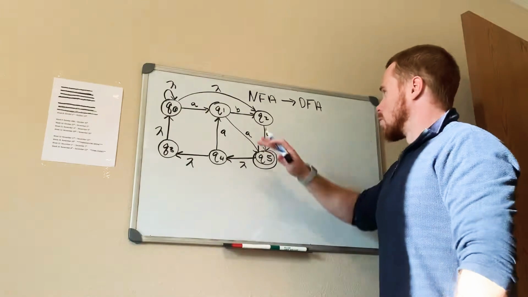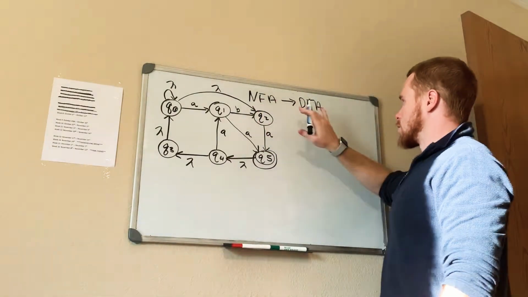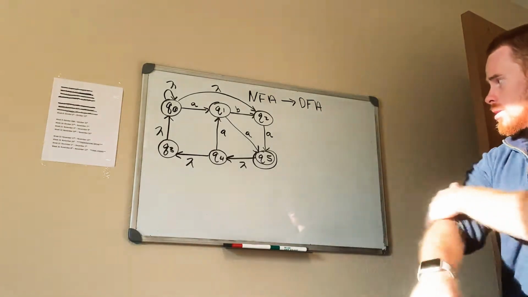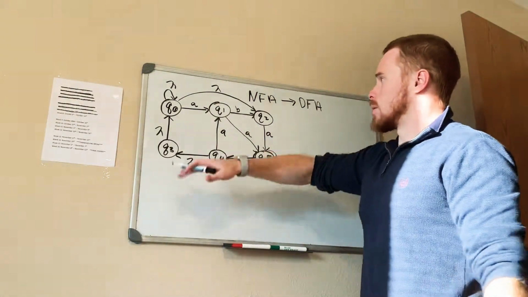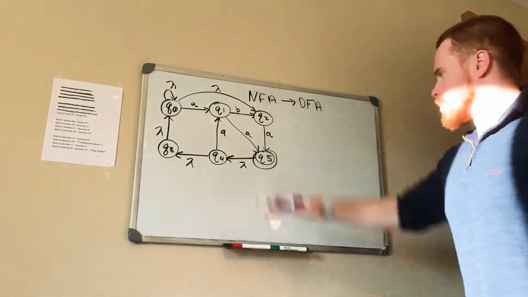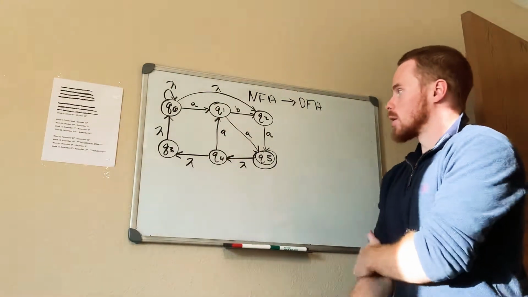Okay, so we're going to go over the conversion from NFA to DFA. So non-deterministic to deterministic. Usually in an NFA, you might see all these different choices. You'll see lambda. I'm going to go over this NFA real quick.